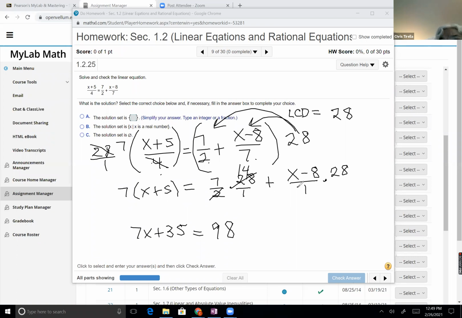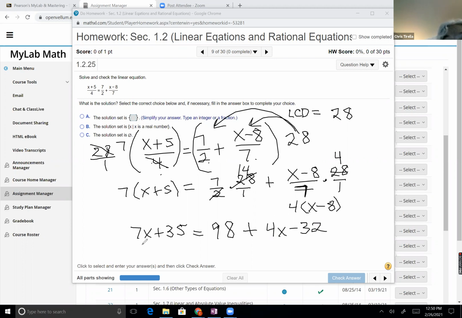And I apologize, I wrote that denominator wrong. That one's a 7. Here, multiplying, 7 can be divided into 28 4 times. So here I'm left with 4 times x minus 8, which would give me 4x minus 32. Once I've got it to that place where I've cleared the fractions, is everybody all right with finishing solving the equation?